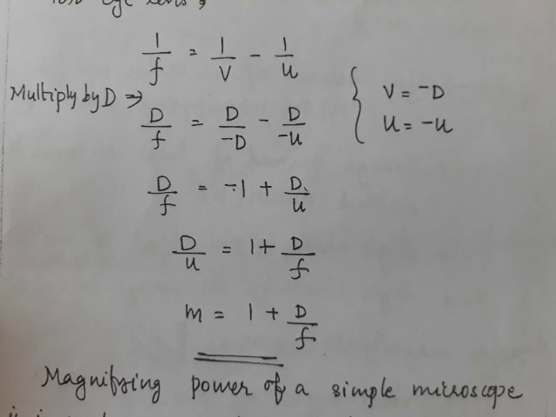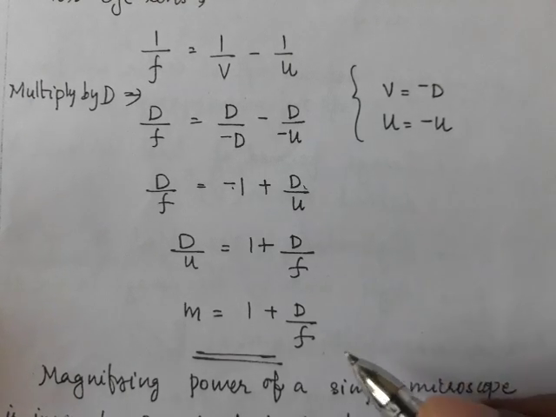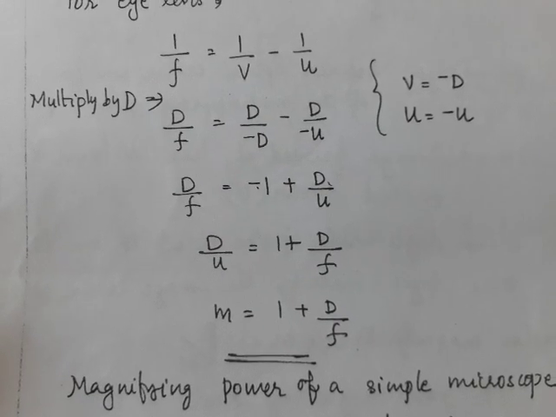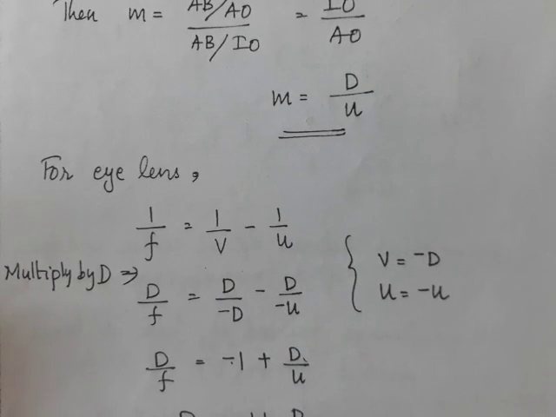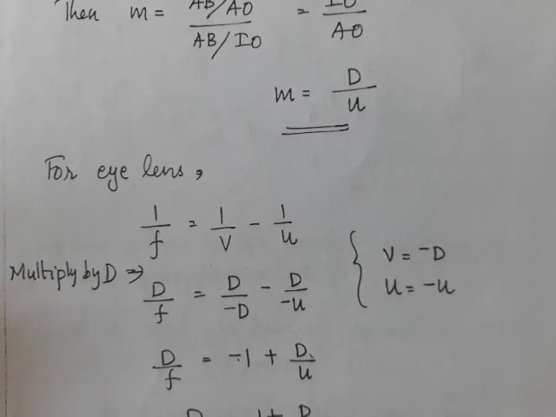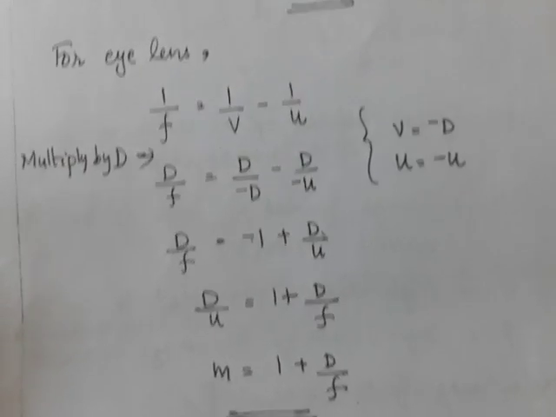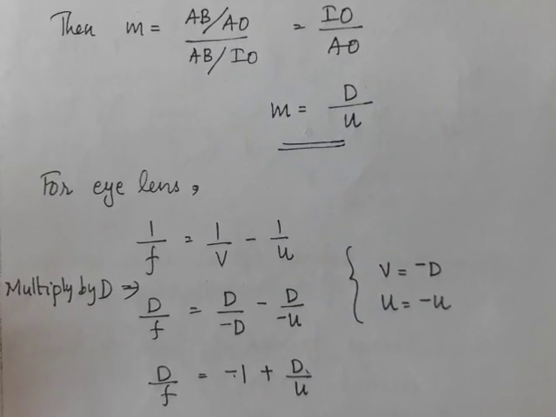So the magnification of a simple microscope, when the final image is formed at D, 25 centimeter in front of our eyes, is 1 plus D by f or D by u, both are the same. D by u or 1 plus D by f. This one is in terms of the focal length of the lens, and this one is in terms of the object distance.